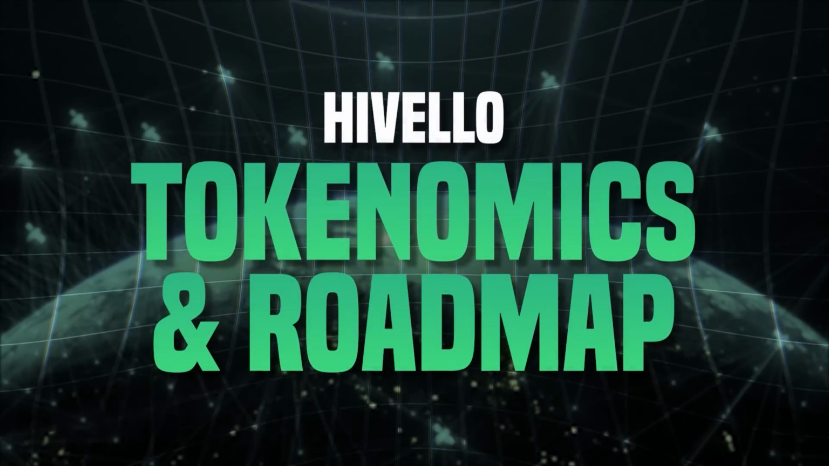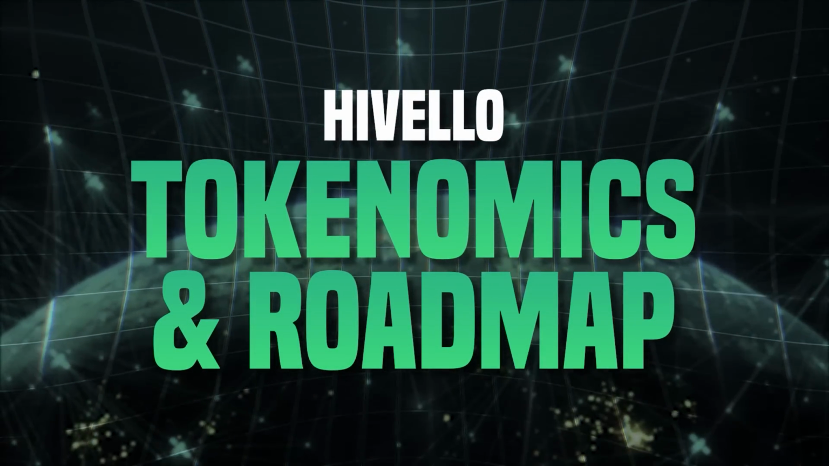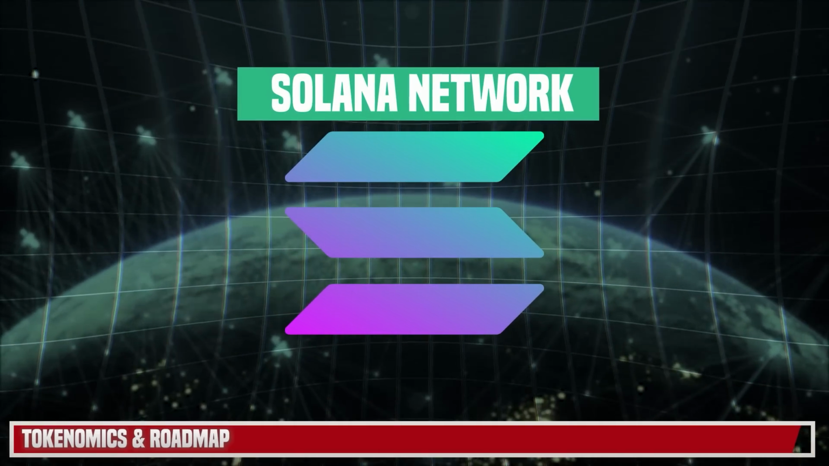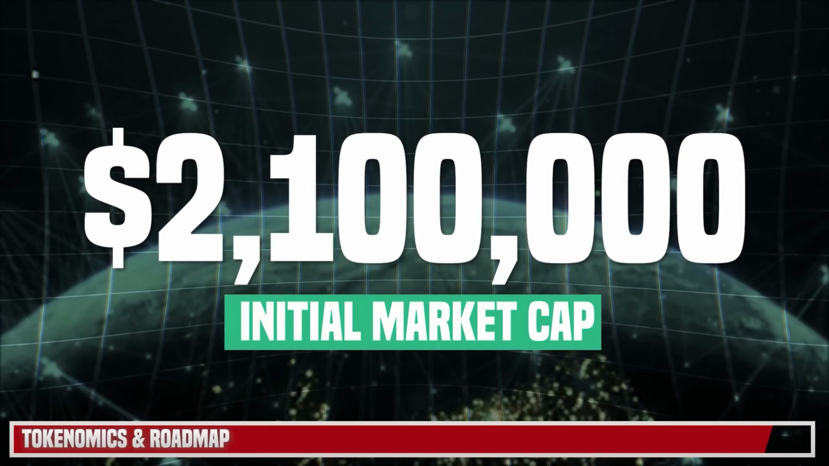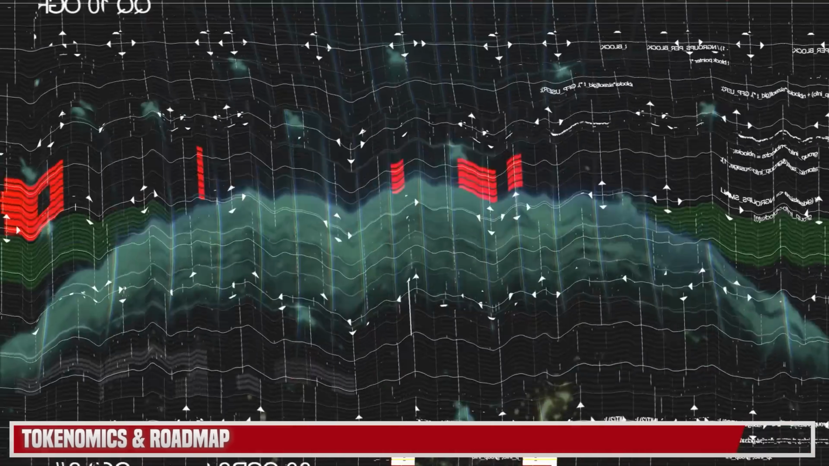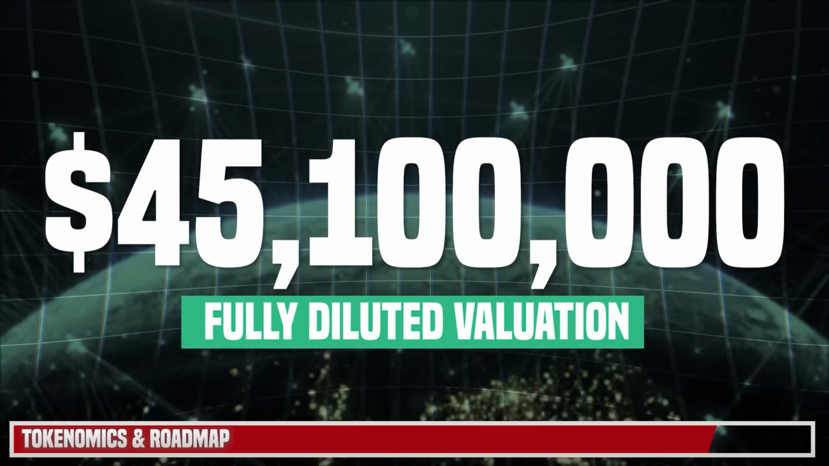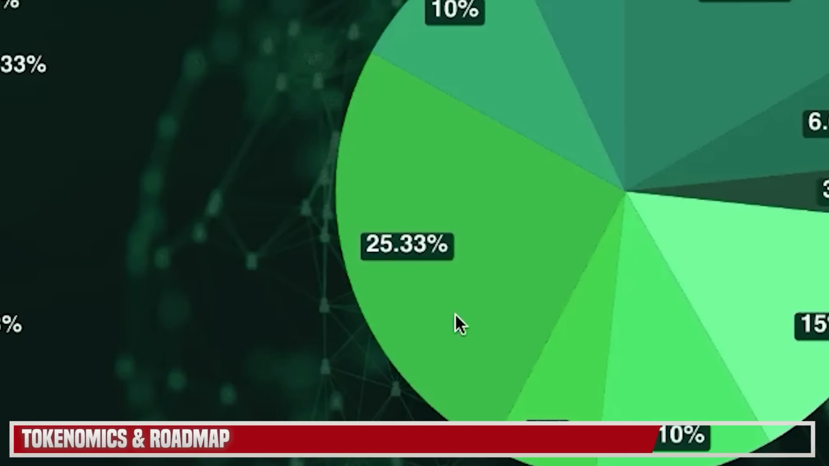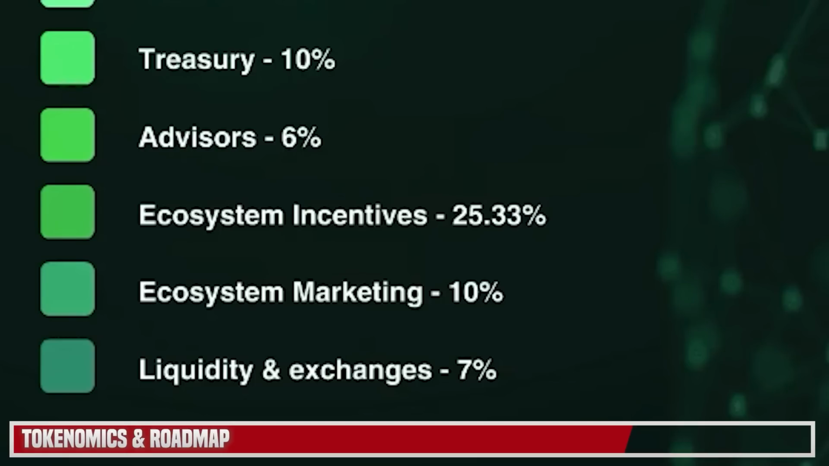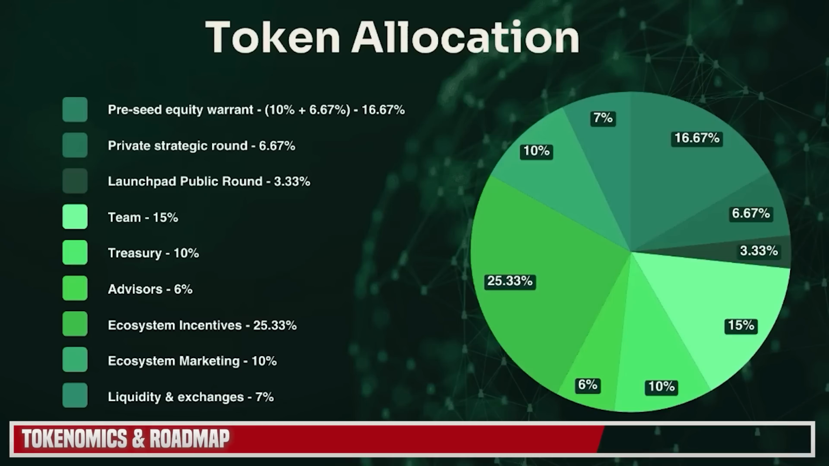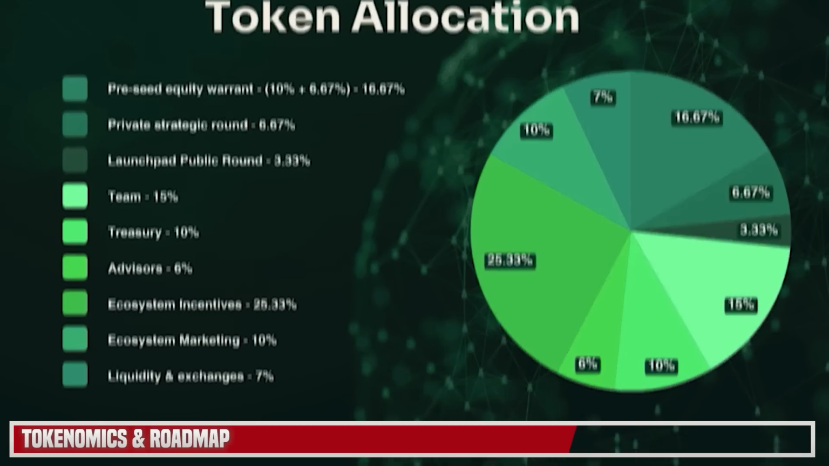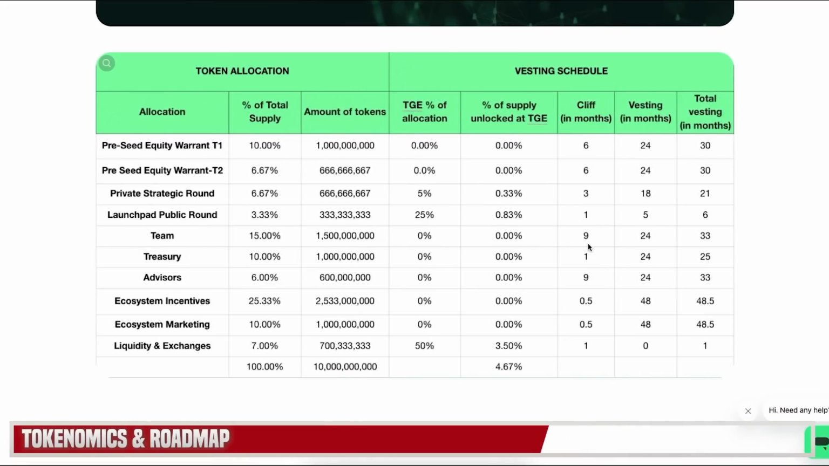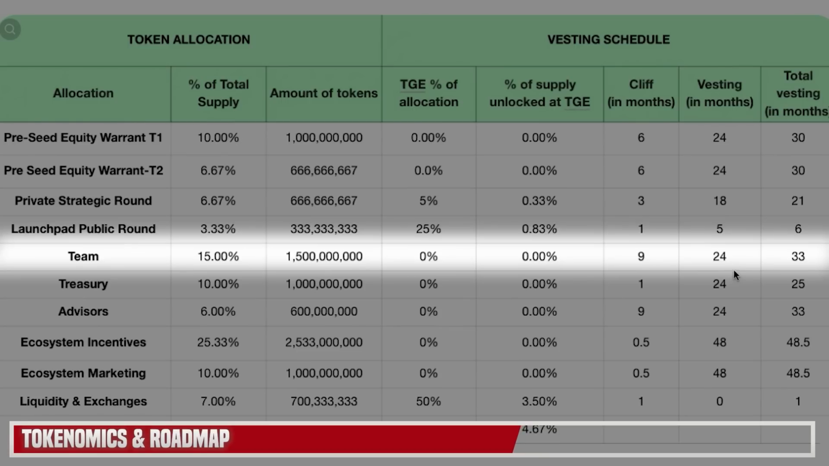Now, jumping into the tokenomics and the roadmap, the project is on the Solana blockchain with an expected initial market cap of $2.1 million, with a projected fully diluted valuation of around $45 million. And you can see that they've put aside 25% of the project tokens for ecosystem incentives. These are the incentives for partaking in the project. And something else to note is that the team has a 9-month cliff with a 24-month vesting. It's always good to see that they have a delayed vesting and they can't withdraw their funds immediately.